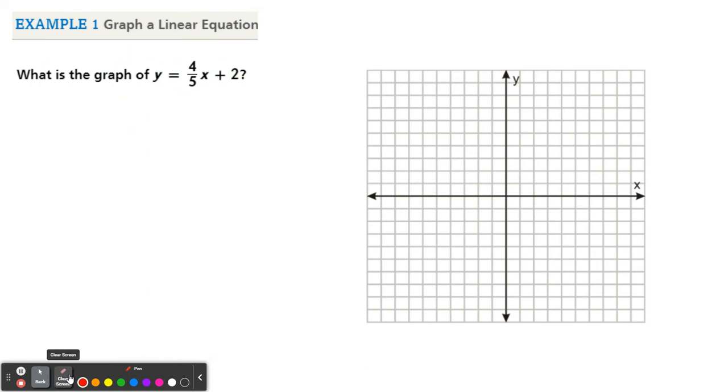All right, so example one, it says graph a linear equation. So what is the graph of y equals 4 fifths x plus 2? This is in slope-intercept form, so I'll write that down right below it. y equals mx plus b.